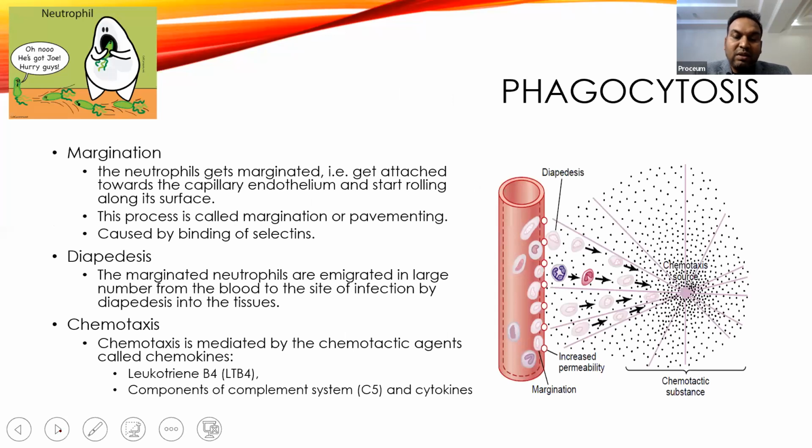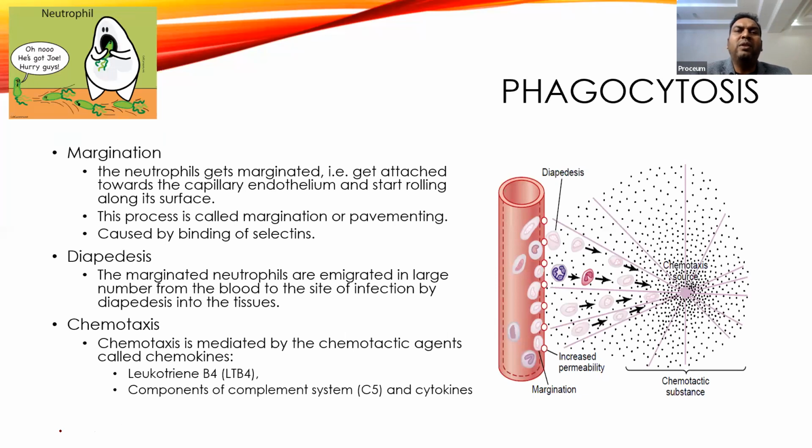Then we come to the detailed process of phagocytosis. So, how does phagocytosis occur? The neutrophil keeps on eating the bacteria. How does this occur? It occurs in different steps. So, it is not like that the neutrophil gets to know and just goes.